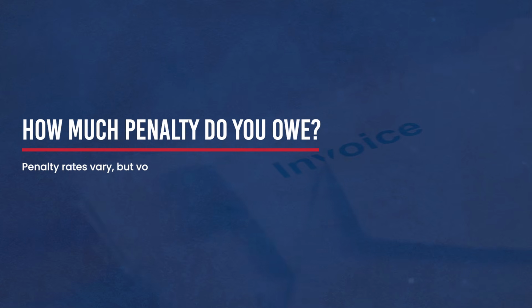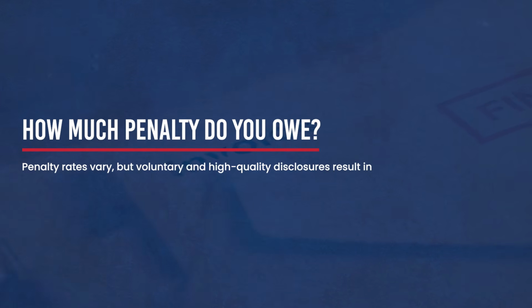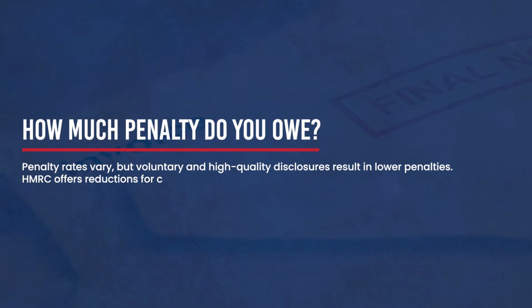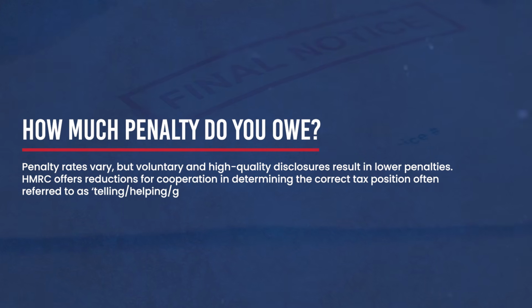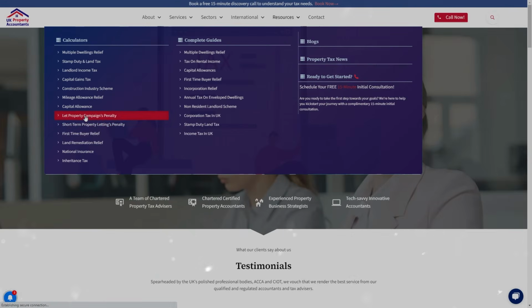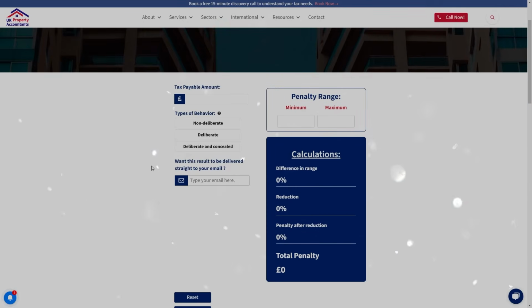Penalty rates vary, but voluntary and high-quality disclosures result in lower penalties. HMRC offers reductions for cooperation in determining the correct tax position, often referred to as telling, helping, and giving. Try our calculator given in the description below to get an idea of the penalty amount.